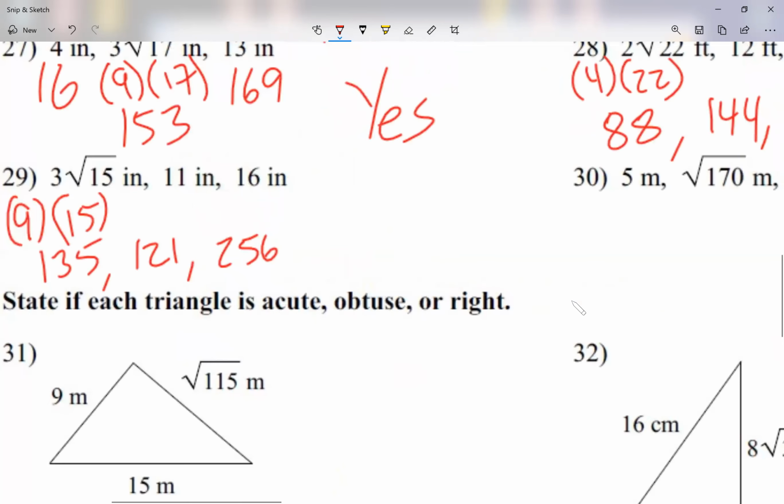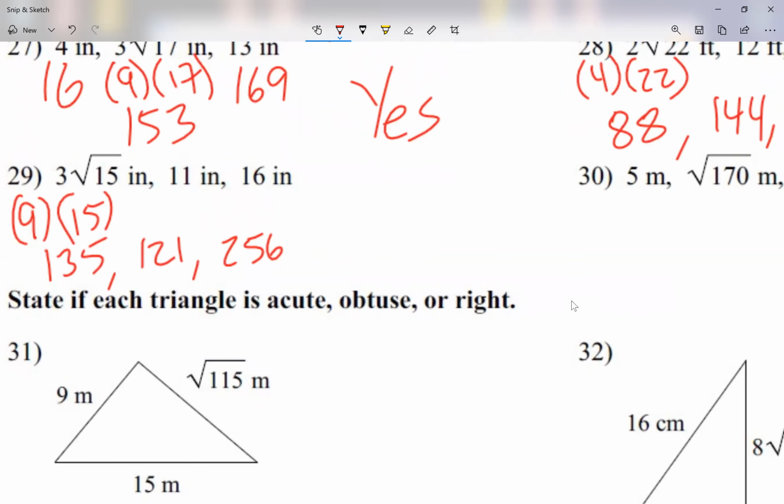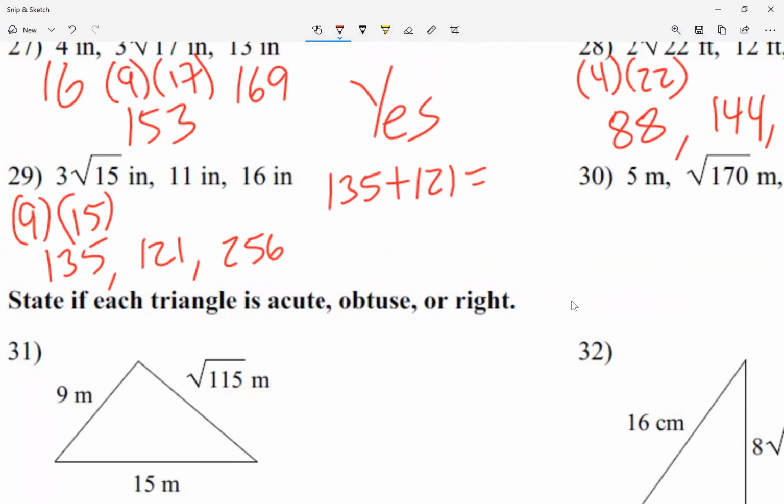So let me add the two small numbers, 135 plus 121. And I want to see if this is equal to 256. 135 plus 121 is 256. So yes, this is a right triangle.